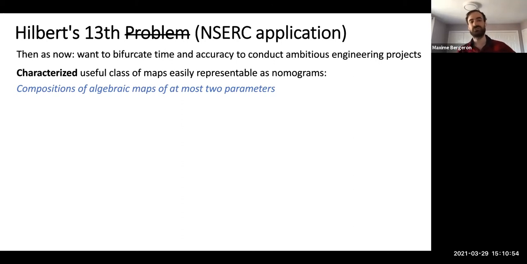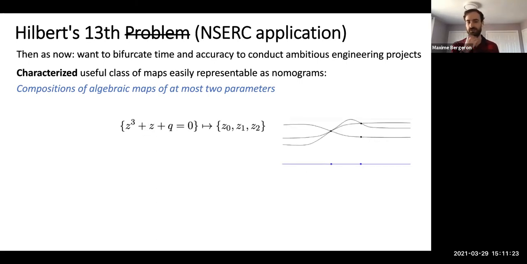The class of functions he was thinking about was compositions of algebraic maps of at most 2 parameters. What do I mean by that? Here's an algebraic map of 1 parameter. I have a polynomial equation with 1 free parameter, namely the q. The map from this to the solutions is an algebraic map of 1 parameter. The one we're all familiar with is radicals. Any radical is an algebraic map of 1 parameter. In that case, you just don't have these extra z terms in between.